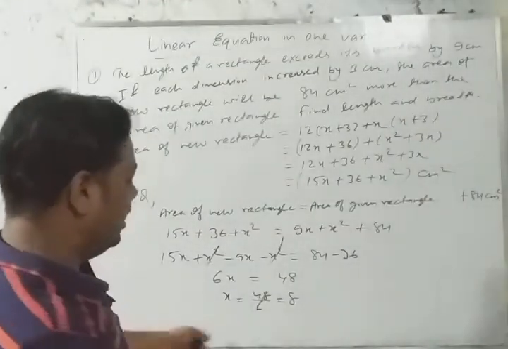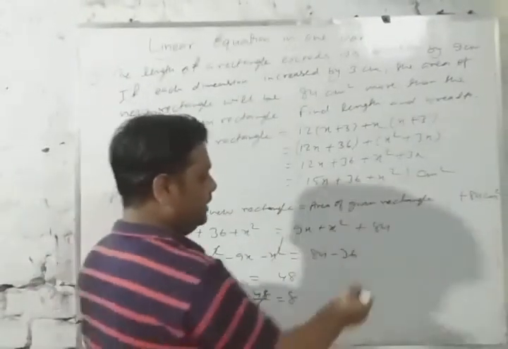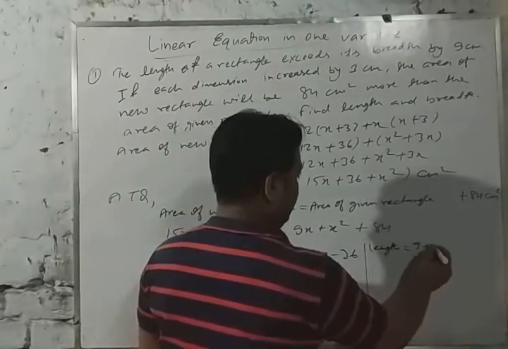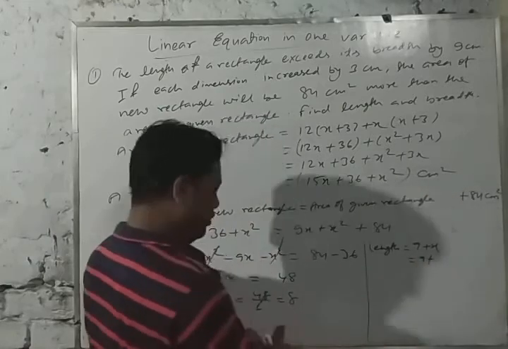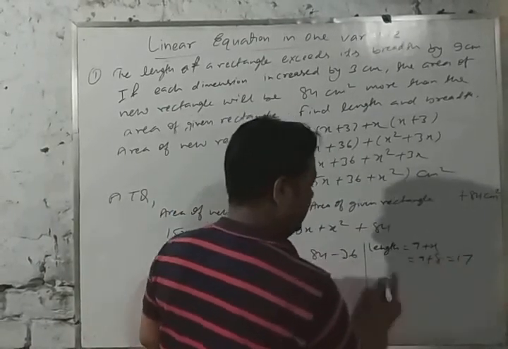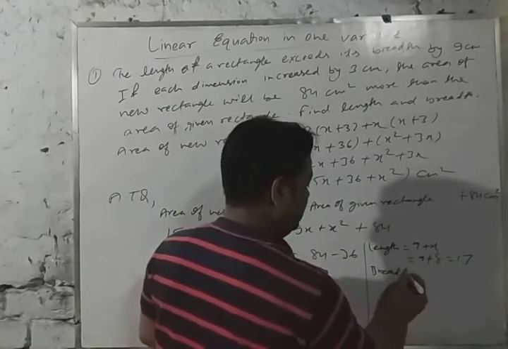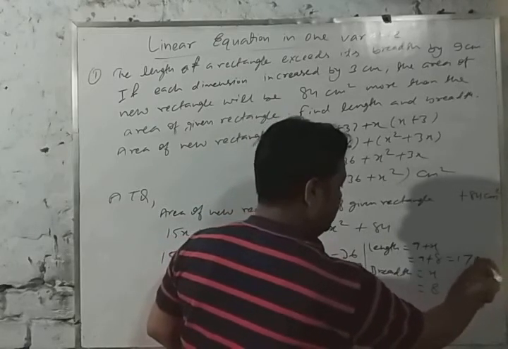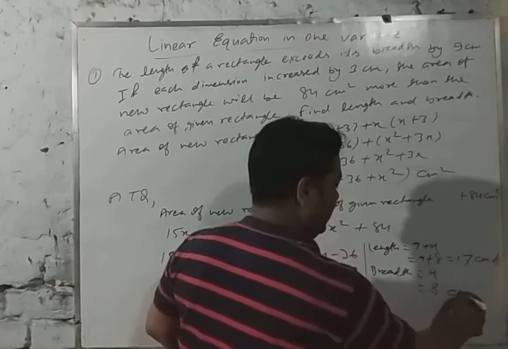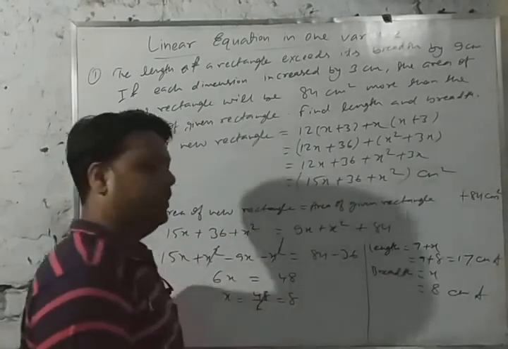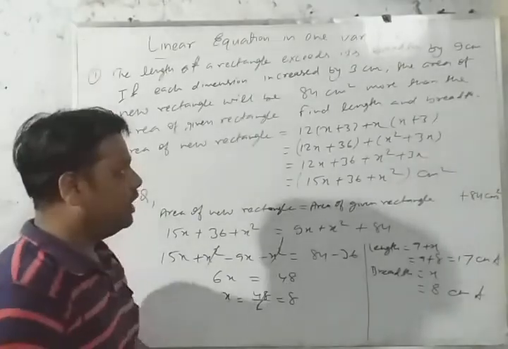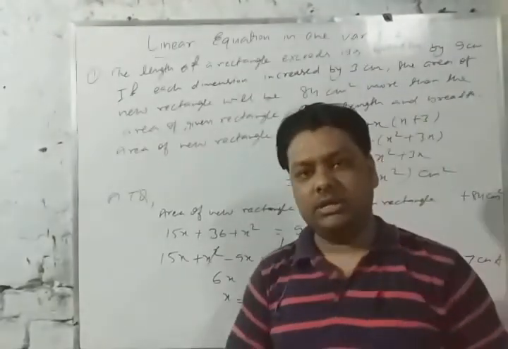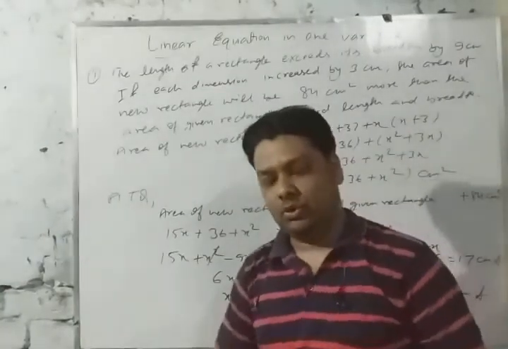So we will put the value of the variable in length and breadth. Length will be 9 plus x, so 9 plus the value of x, 8. It will be 17, and breadth will be x only, so it will be 8. So 17 centimeter is the length and 8 centimeter is the breadth of the rectangle. I hope that you all have understood this concept. In the next video we will discuss another topic. Okay dear, thank you.